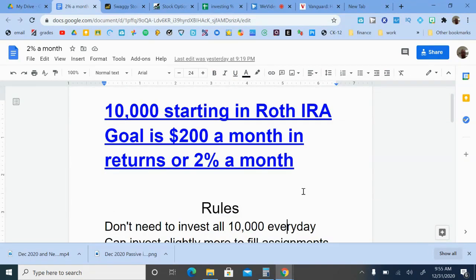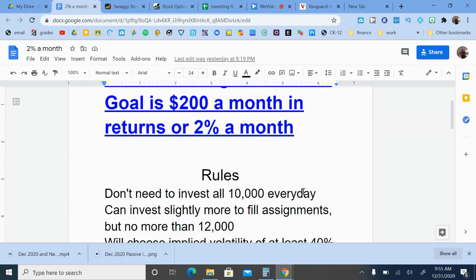I don't have to invest all $10,000 every day. If I see an opportunity where it's not quite good with the premiums, I'm going to wait. So it could be at $9,000, $8,000, whatever. I could invest slightly more to fill assignments, but no more than $12,000. I don't want to have a big float of more than that because then I could get carried away with it.